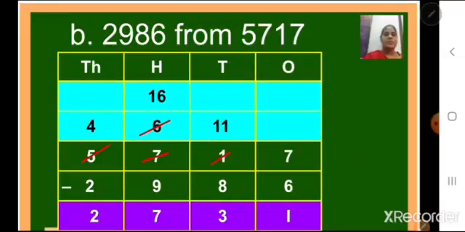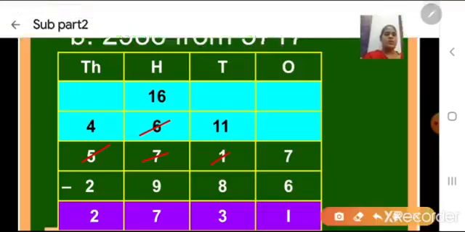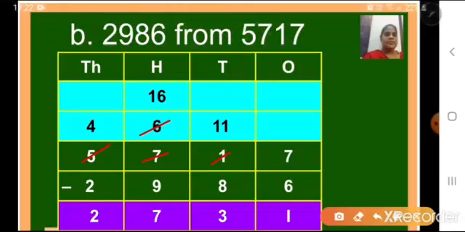B question, 2986 from 5717. From this number, children, so the second number 5717 you will write here first, then put minus sign, and then you are going to write 2986. Okay. While subtraction, we have to start from ones place. Here we have 7 minus 6. 7 minus 6 is 1. So we have to write here 1.